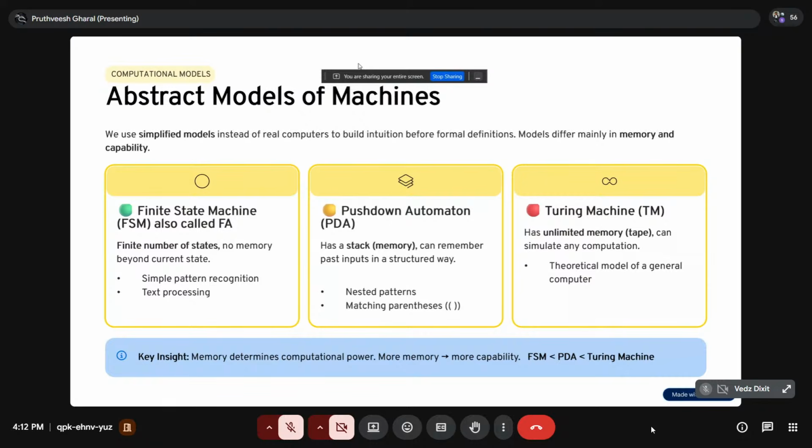Yes, so this is the most important slide, abstract models of machines. So we already discussed that we are not going to discuss real machines anymore, like 8086. We are going to discuss abstract models of machines. These computers or machines, I'm using them interchangeably, are basically designed around memory. So let's read each and every one of them. Finite state machine, also called a finite automaton. It has a finite number of states and no memory beyond the current state.